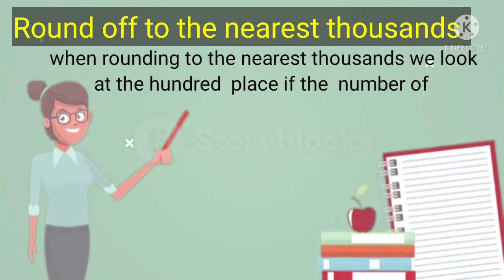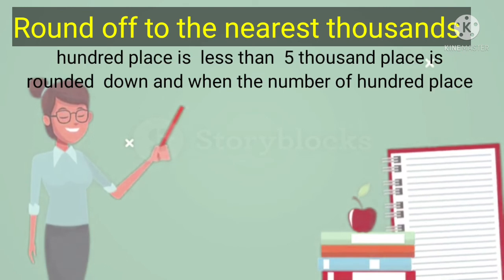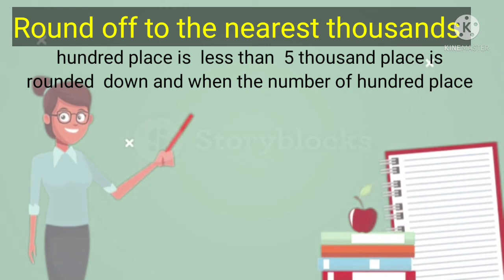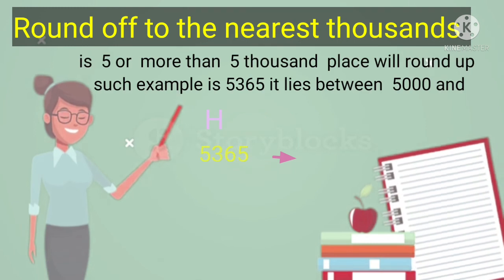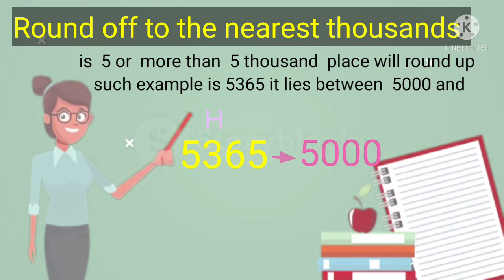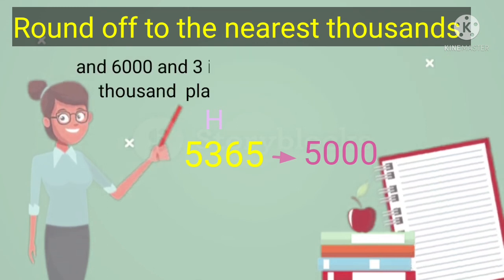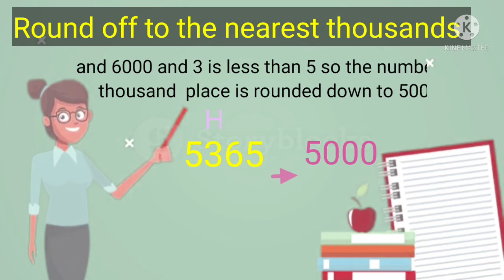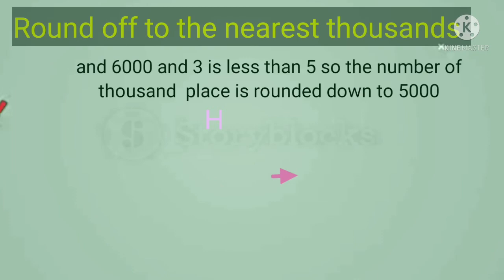Now round off to the nearest thousands. When rounding to the nearest thousands, we look at the 100 place. If the number at the 100 place is less than 5, the 1000 place is rounded down, and when the number at the 100 place is 5 or more than 5, the 1000 place will round up. Such an example is 5365. It lies between 5000 and 6000, and 3 is less than 5. So the number at the 1000 place is rounded down to 5000.